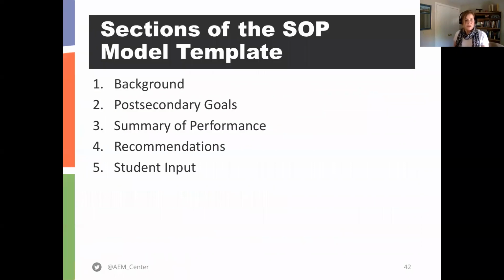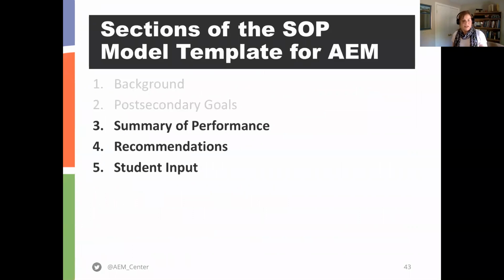The template has 5 sections: a background section, post-secondary goals, the summary of performance, recommendations, and student input. When you're thinking about where accessible education materials and technologies fit, look at sections 3, 4, and 5: summary of performance, recommendations, and student input. These are the 3 places that have the most relevance for including students' needs for accessible materials and technologies.